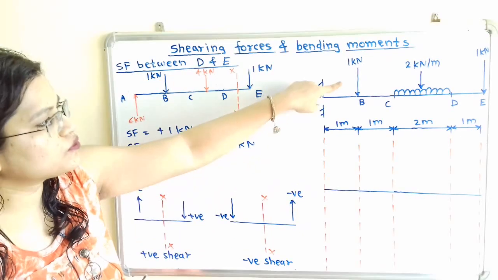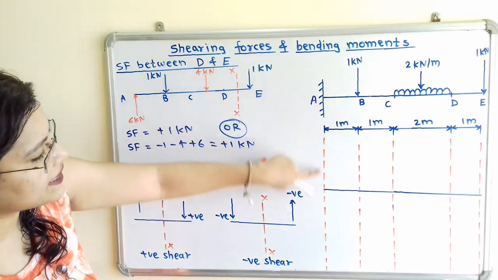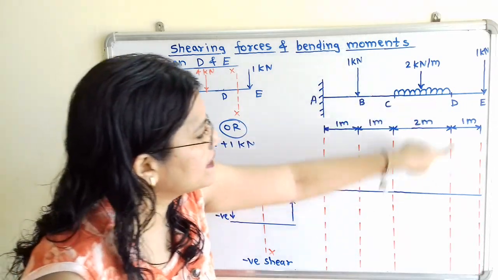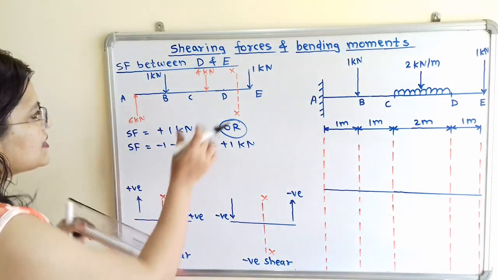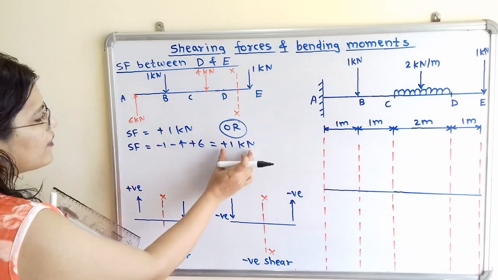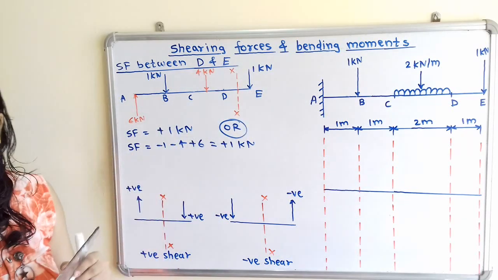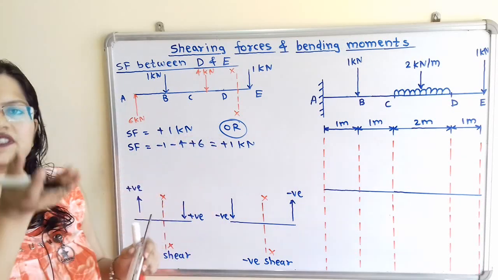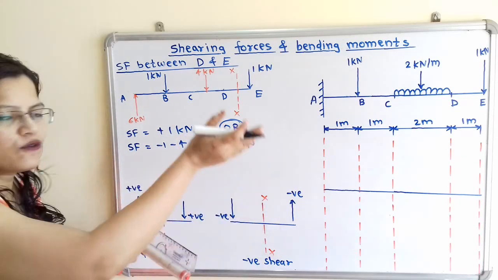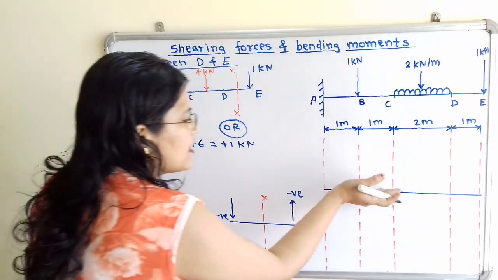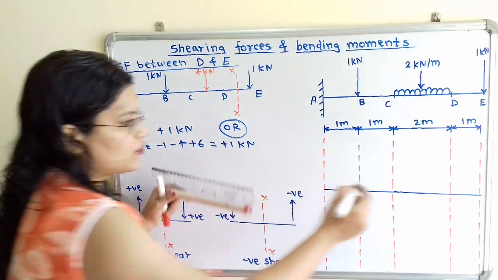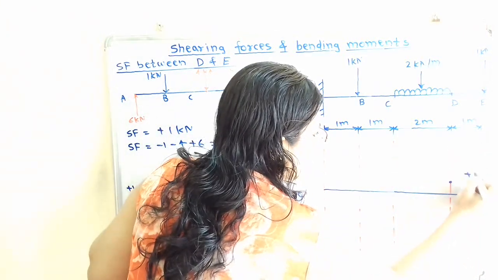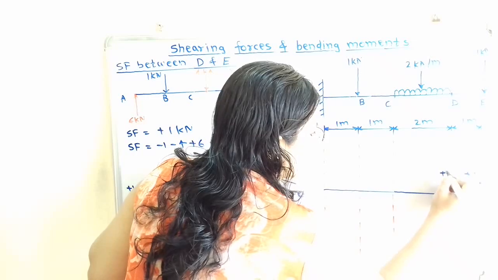Now with reference to these diagrams, we have to extend the lines from point A, from B, C, D and E. Now for this section D to E, we have calculated 1 kilonewton shear force. So this is the plus sign. That means for positive values, we have to consider the upward direction. So I will mark here +1 kilonewton. That is +1 and here also +1.